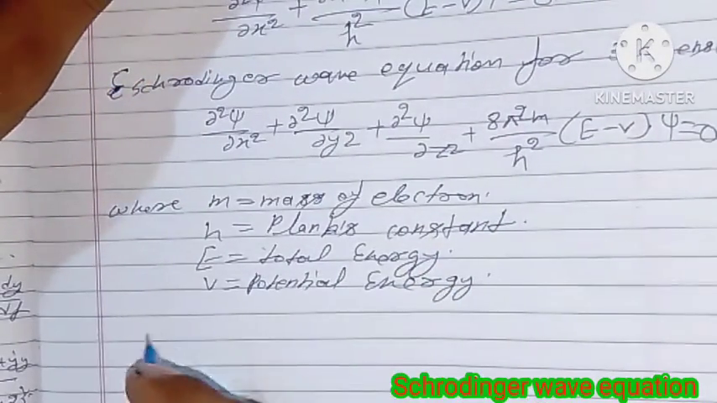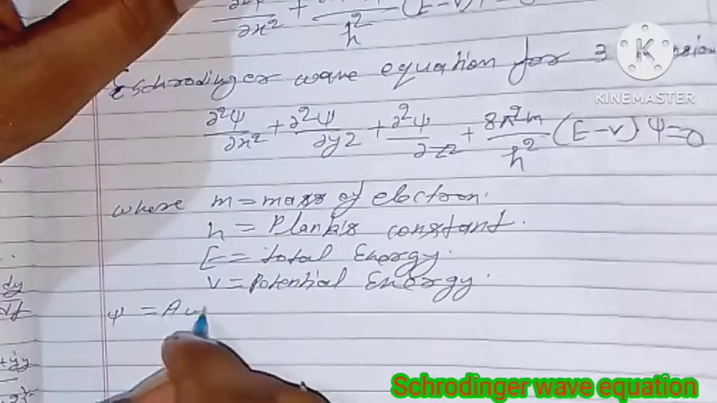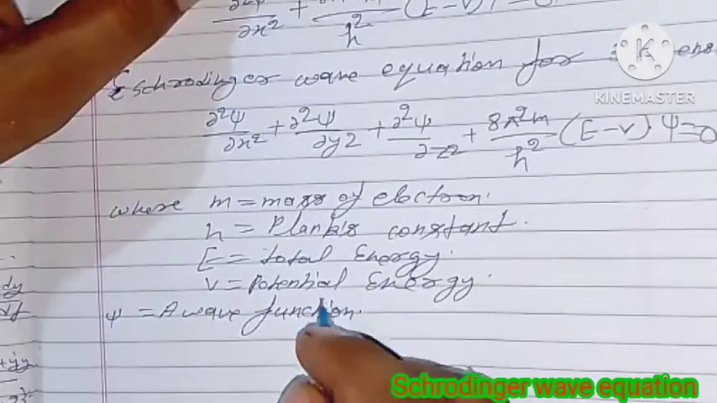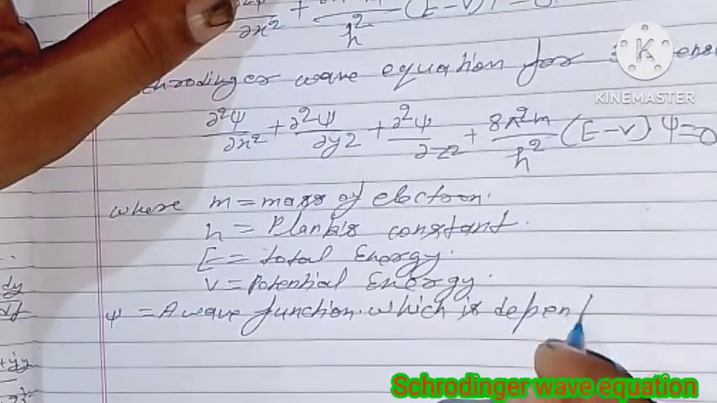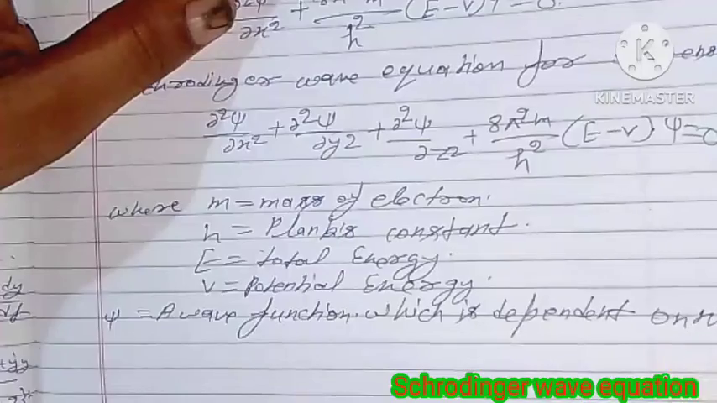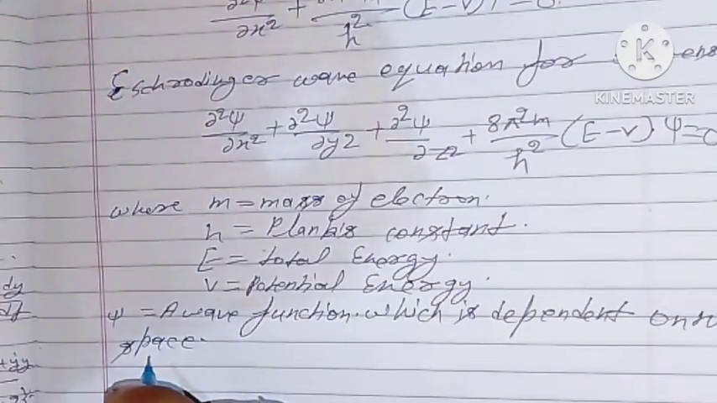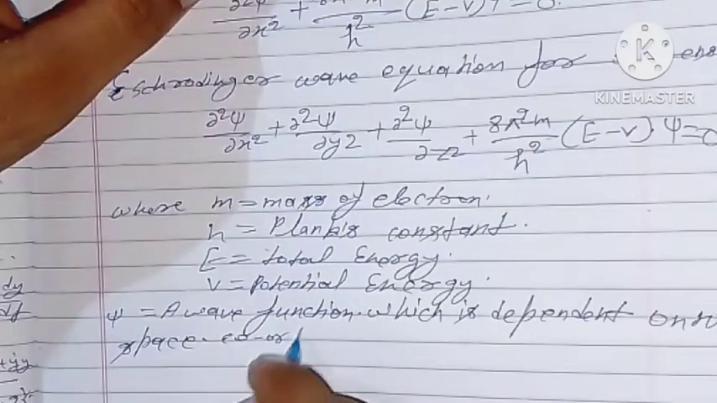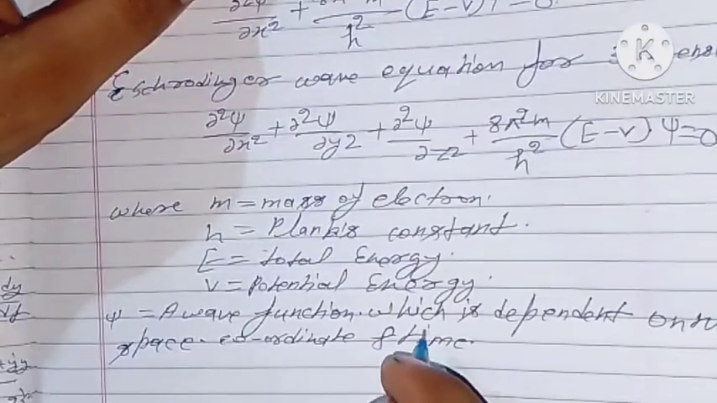and psi equals a wave function which is dependent on the space coordinate and time, and x, y, z are the coordinates of the system.